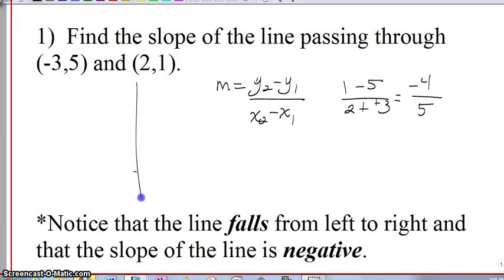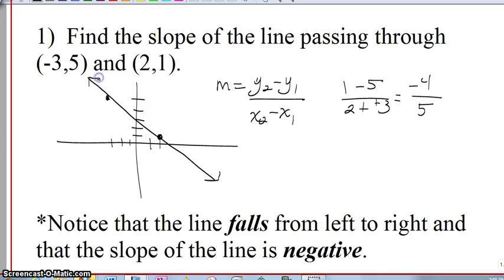Let's draw a picture of this. -3, 5, it would be around right there, and 2, 1 would be here. The line that passes through these 2 points looks like this. The slope of this line is -4/5. Notice that the line falls as you read the graph from left to right. And also notice that this is shown in the fact that the slope is negative.